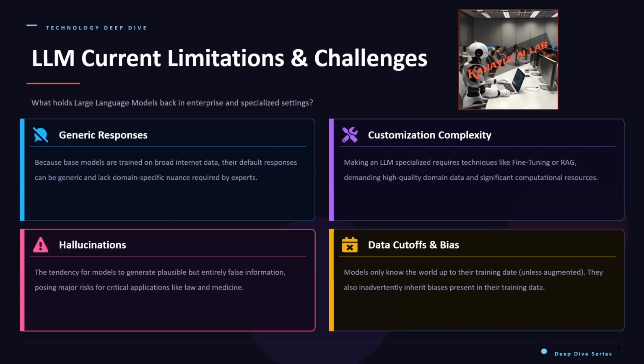However, it's important to understand their limitations. LLMs can sometimes produce generic responses if they lack domain-specific context. They can also hallucinate, meaning they generate information that sounds correct but is actually false. They require proper customization to be useful in specialized industries, and their knowledge is limited to the data they were trained on, unless additional systems are integrated. In critical domains like finance or healthcare, these limitations can have serious consequences. That's why organizations use techniques such as retrieval-augmented generation and fine-tuning to make these models more reliable and context-aware.